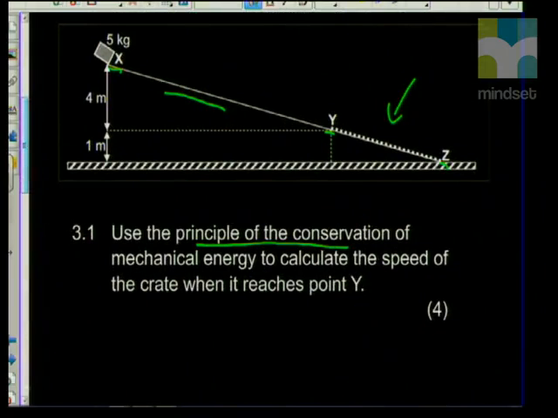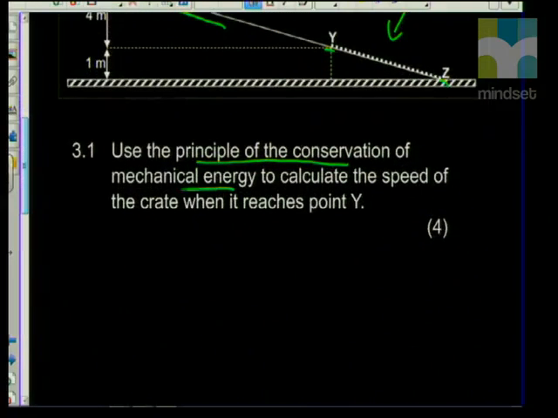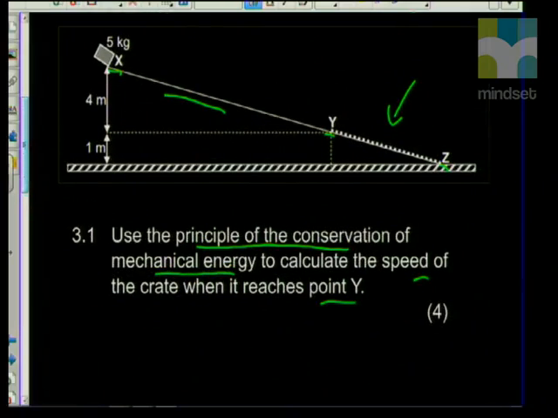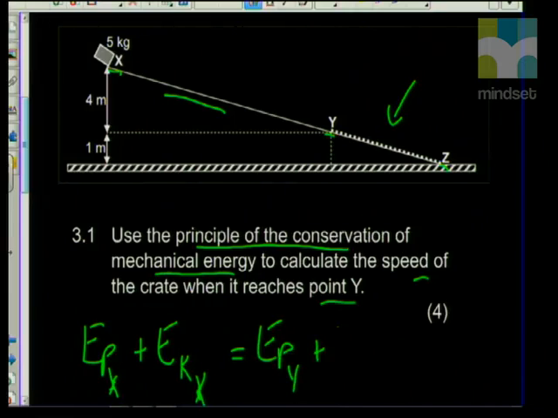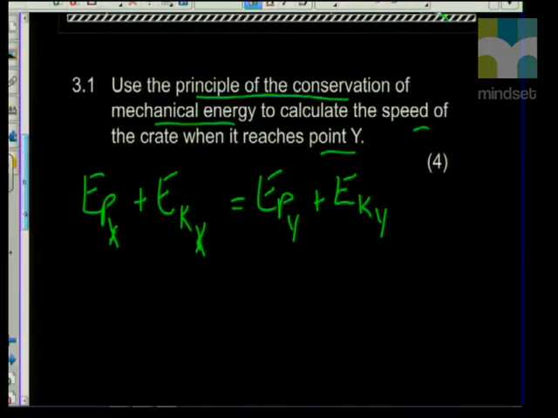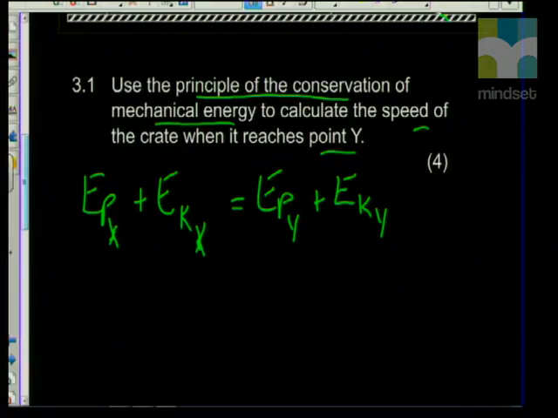We were asked to apply the principle of conservation of mechanical energy to calculate the speed of the crate when it reaches point Y. So just between X and Y, and what we're going to recognize is EP at X plus EK at X is equal to EP at Y plus EK at Y. Now, I'm not going to waste too much time on this because we've done one quite similar. Please remember to substitute your values in. So you're going to have to remember and write down what they are.